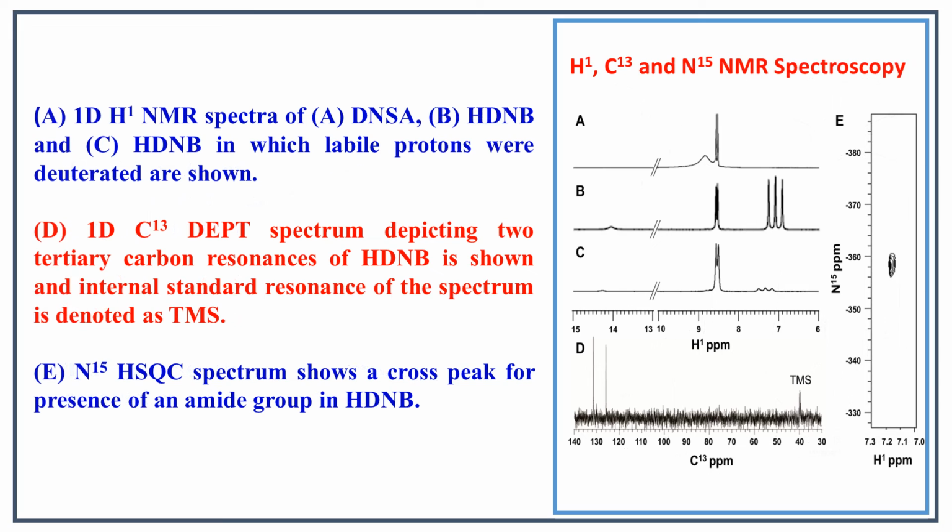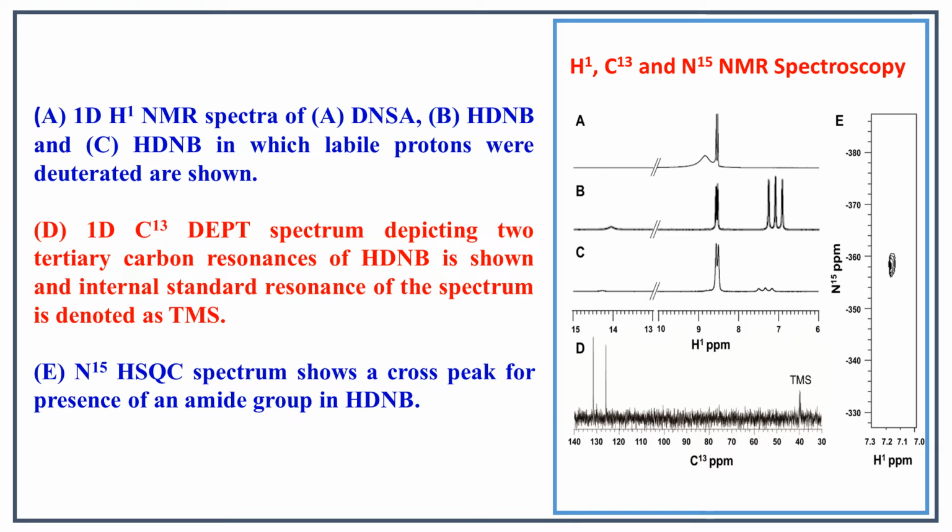This slide shows proton NMR, DEPT and HSQC N15 of HDNP. Panel A is the proton NMR of DNSA. It shows two dispersed resonances representing the two aromatic protons of the DNSA. Panel B is the proton NMR of HDNP. It also shows two resonances at 8.65 and 8.70 ppm representing the two aromatic protons. In addition, the spectrum also shows three sharp singlet resonances at around 7.2 ppm.